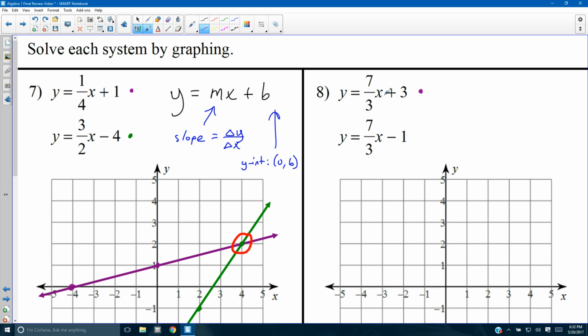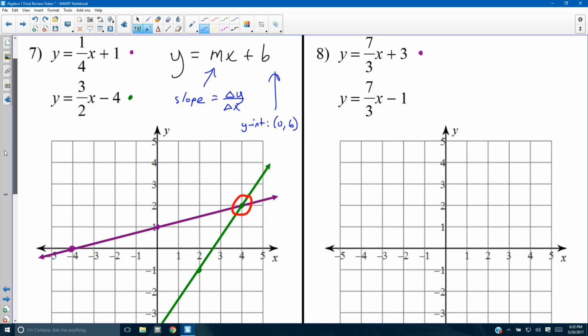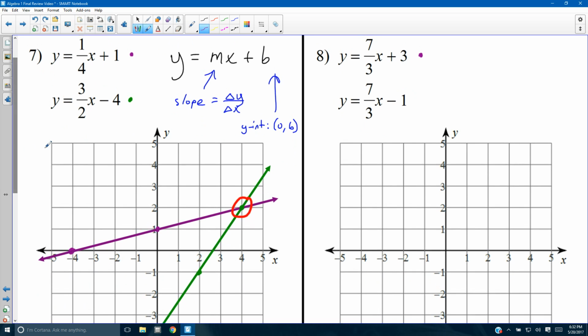Number 8, y equals 7/3 x plus 3. Same kind of idea. That 7/3, that's a bigger fraction, which means more counting for me. I'll show you what I'm going to have to do with this one as my graphing area is so small. I'm going to start at (0, 3) right here. Ideally you would rise 7 and run 3, and the point would be somewhere way up here. Okay, way off my graph though. Very hard to scale that.